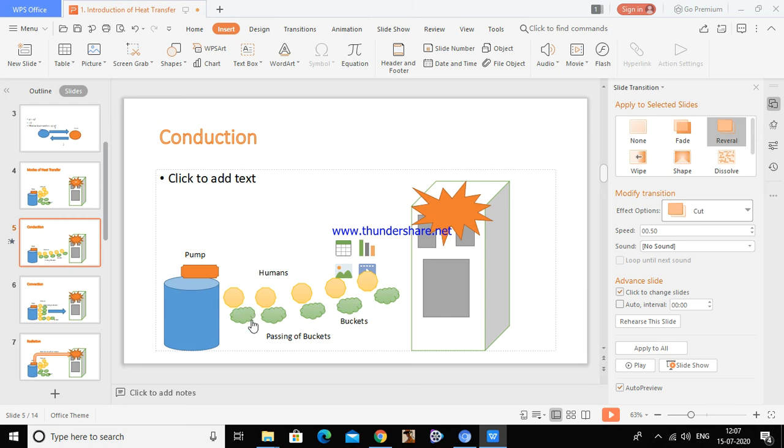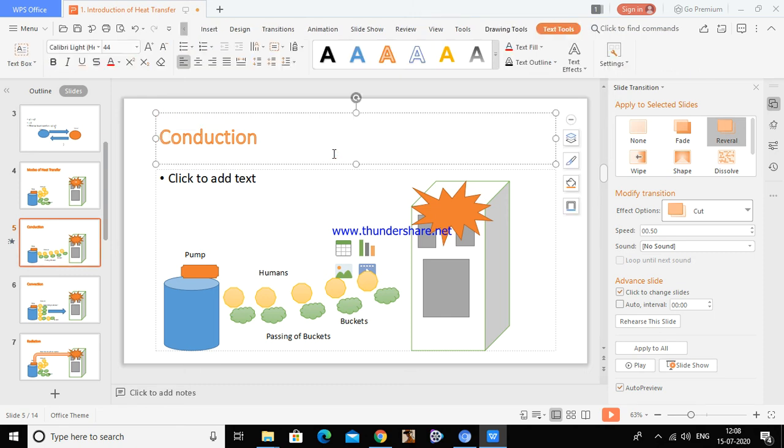So the humans just carry the buckets, and the buckets carry the water. That water inside the bucket is considered as the heat. So water is heat, buckets are the electrons, and humans are the particles or crystals. In this case the crystals or particles are not moving, that is, humans are not moving. Only water-filled buckets are moving, that is, heat-carrying electrons are flowing. So this process is known as conduction.